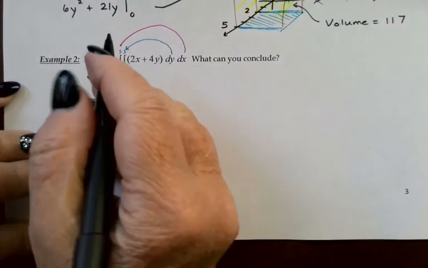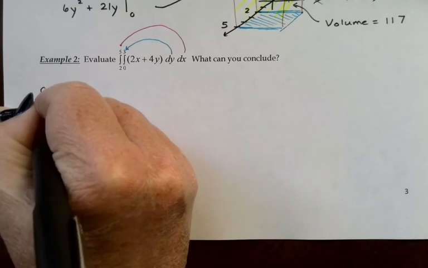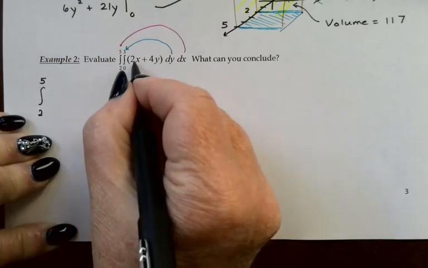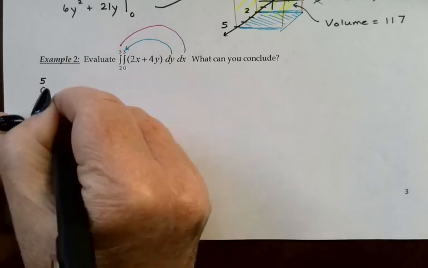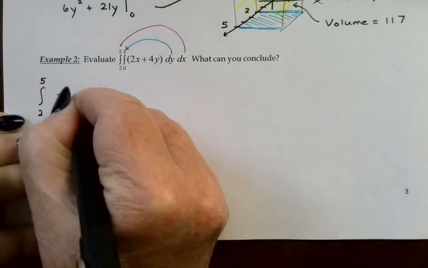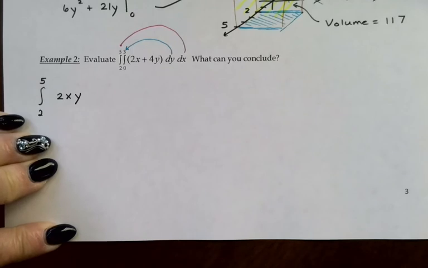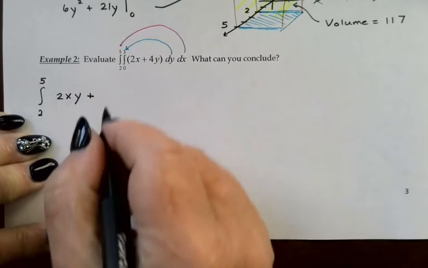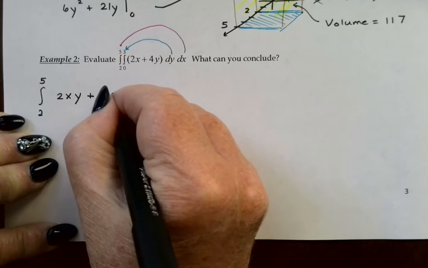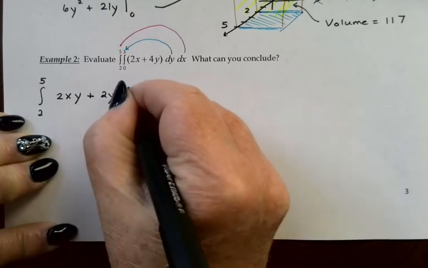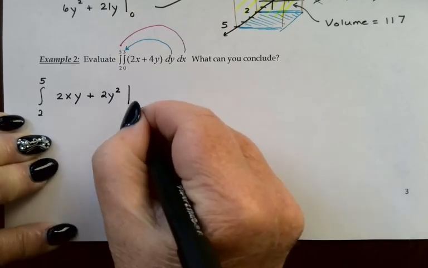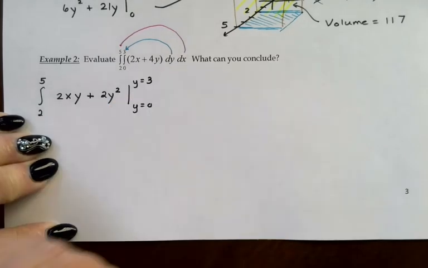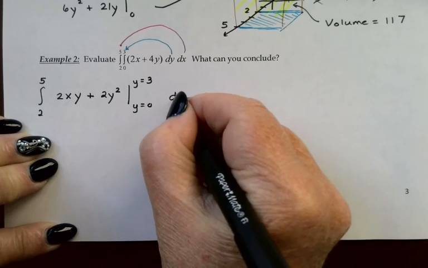So let's see here. This first integral from 2 to 5, I'm going to leave that out there, save it for later. And then integrating with respect to y, 2x is just a constant. So I'm going to get 2x times the y, plus the integral of 4y, which would be 2y squared. That goes from y equals 0 to y equals 3. And then that dx we're saving for later.